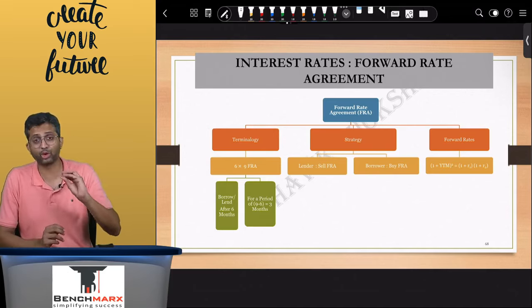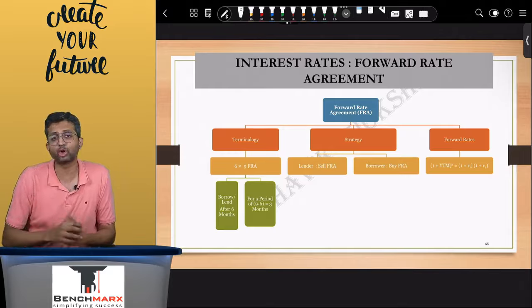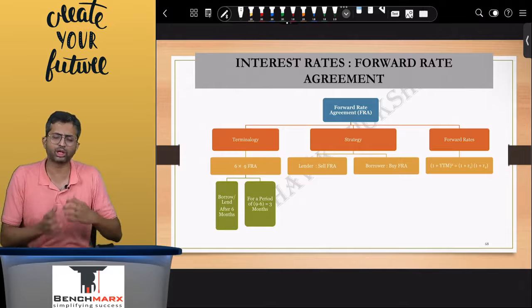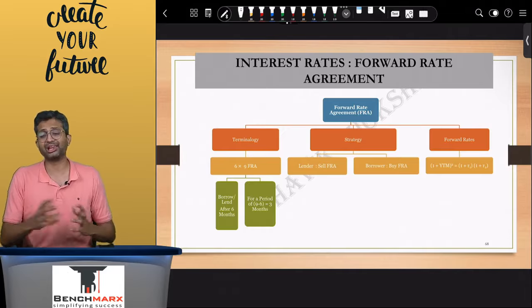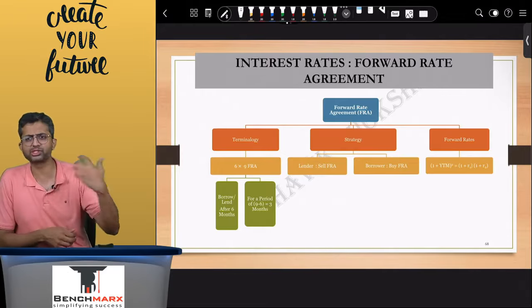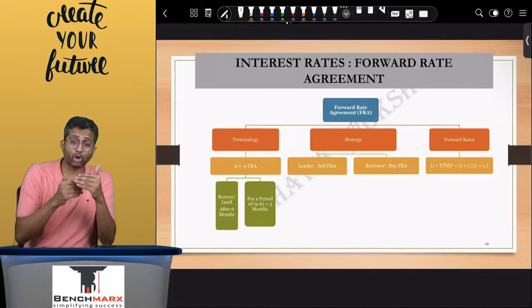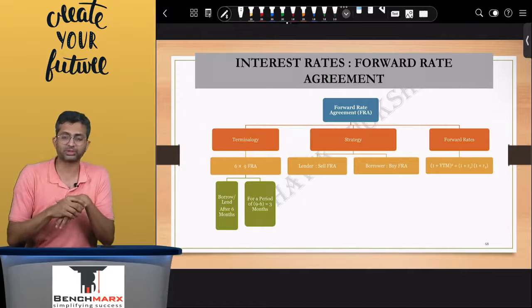On the other hand, a borrower pays cash. You pay cash for something that you buy, and hence a borrower must be buying interest. So over here, a borrower buys FRA, a lender sells the FRA. The FRA terminology over here is slightly different. So for example, if it is something like a 6 by 9 FRA, 6 by 9 FRA means if you want to take a borrowing after 6 months for a period of 3 months.